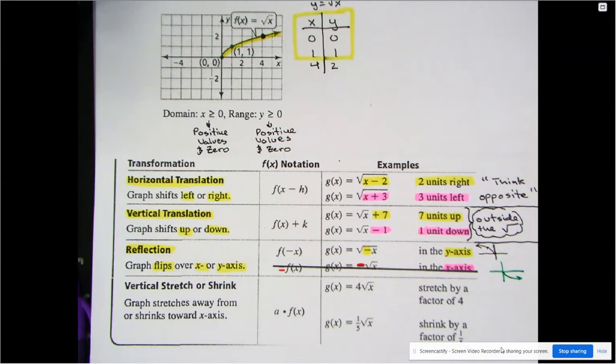So the y-axis is something we've never had to deal with because if you flip an absolute value on the y-axis, it looks the same. If you flip a parabola on the y-axis, it's still going to look the same. This is the first time where we might see a change.